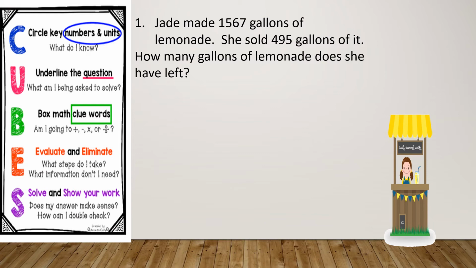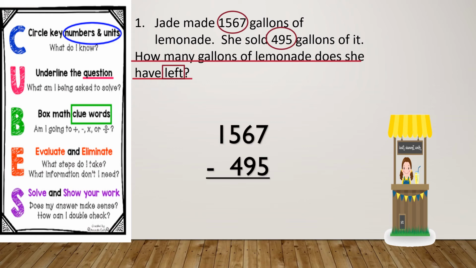Okay, so our first step, we must circle our numbers. Then we're going to underline the question. How many gallons of lemonade does she have left? Any clue words in this question? Left. Yes, so we're going to box the word left. Then we're going to evaluate. Left is a clue word that tells us to, that's right, subtract. So now we'll solve and show our working.